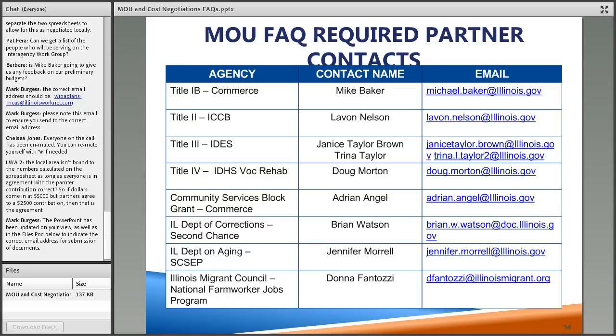So this slide just shows who it is that's been designated from each partner as the individual to whom you should ask your questions. And again, those questions are being shared at a state level among the partners and coordinated, but they originate with the partner that is attached to the person asking the question.